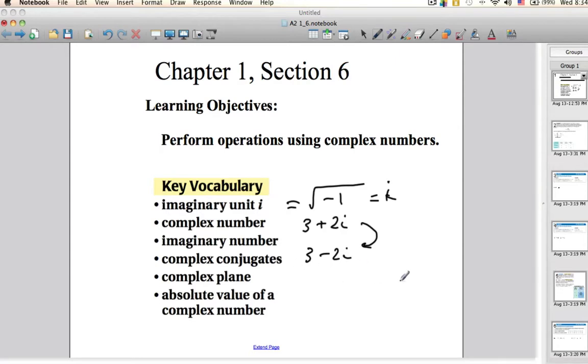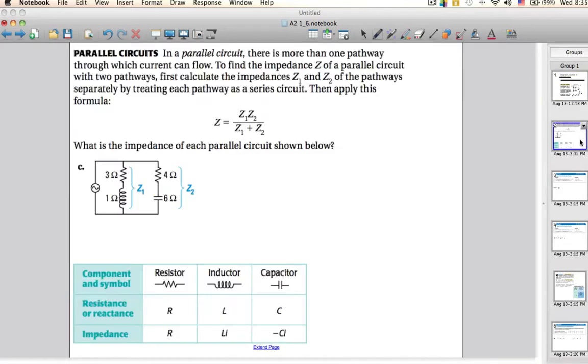The complex plane has real numbers horizontally and imaginary numbers vertically instead of x and y. And then we have the absolute value of a complex number, which is essentially the Pythagorean theorem with a couple of wrinkles. So when we get to that, you should be able to recognize that it is derivative of the Pythagorean theorem.